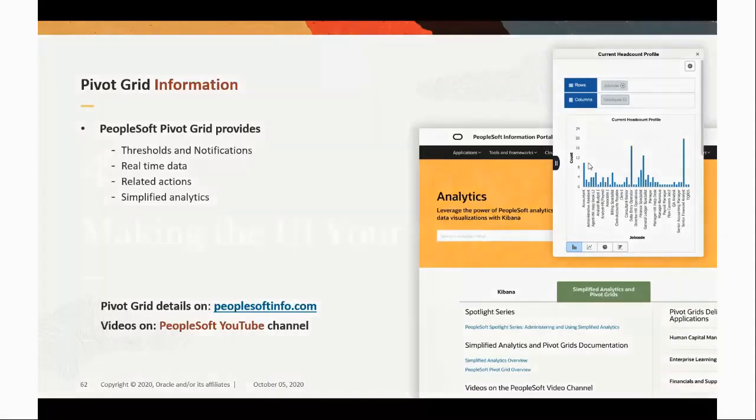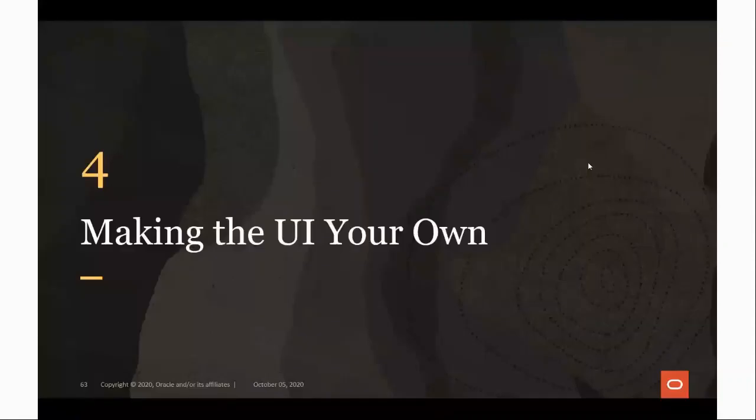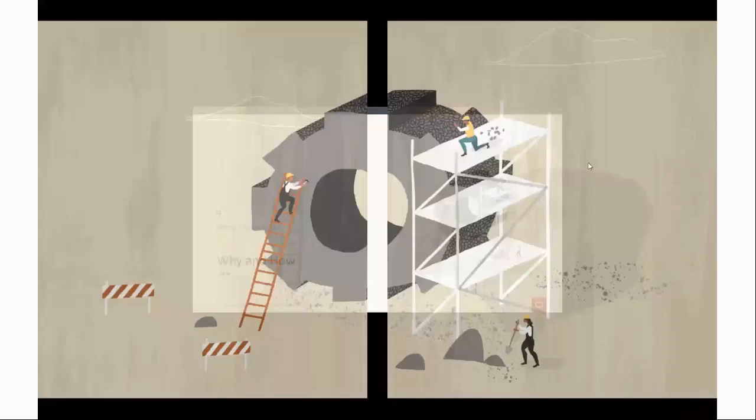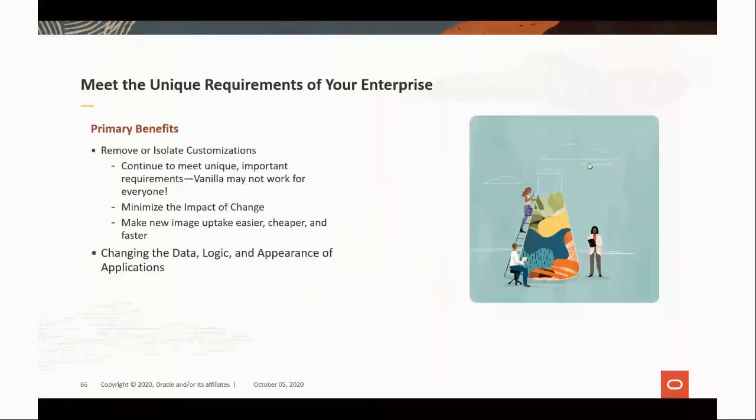So now I'm going to talk about making the UI your own. And by that I mean configuration. So why do you do it and how do you do it? The primary benefit is to remove customization. So you can make changes to your PeopleSoft applications much less expensive to upgrade. So you don't have to re-implement change all the time when you have customizations.